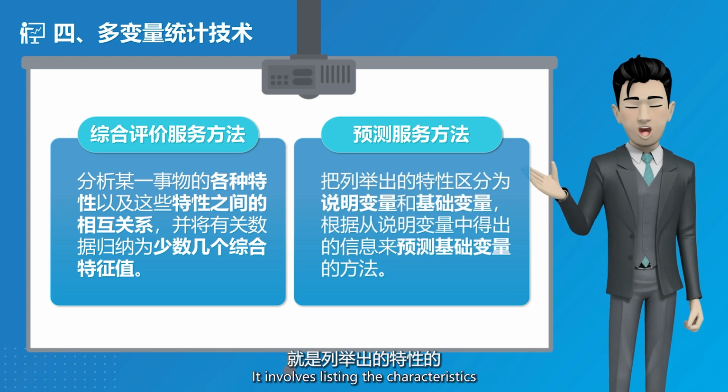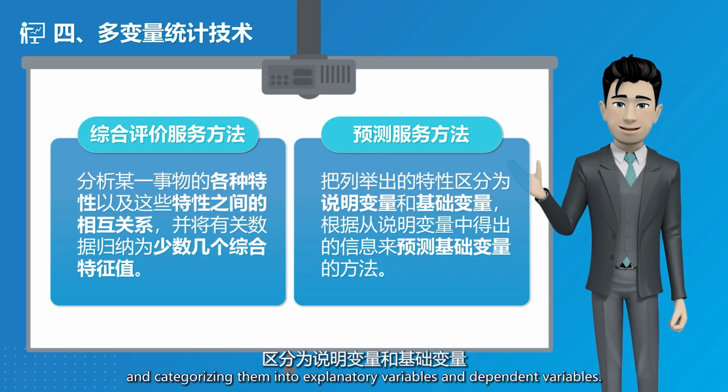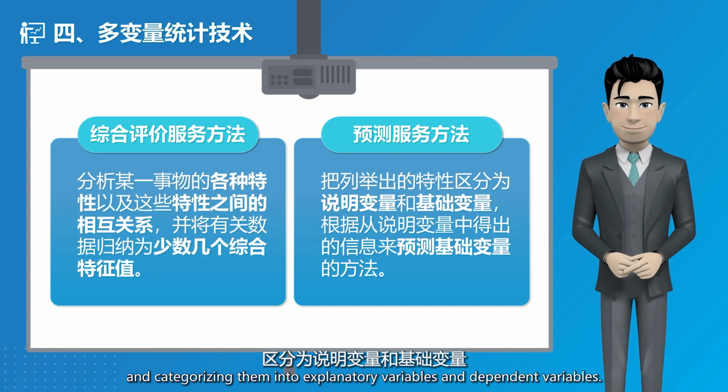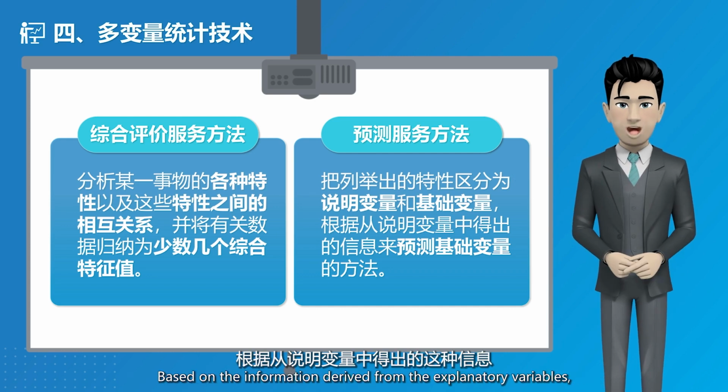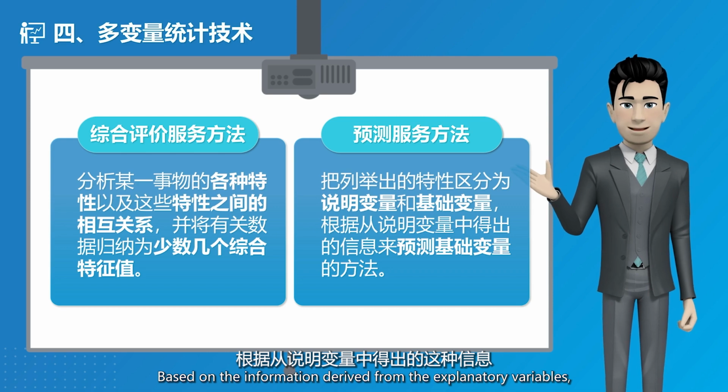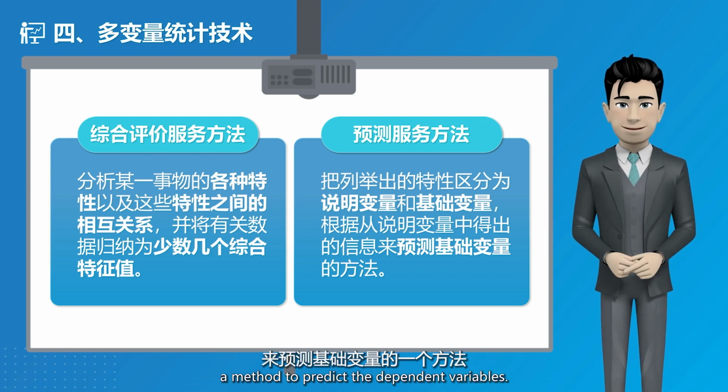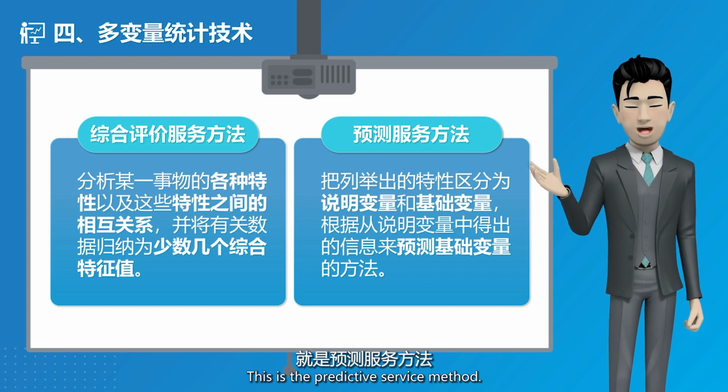It involves listing the characteristics and categorizing them into explanatory variables and dependent variables, based on the information derived from the explanatory variables, a method to predict the dependent variables. This is the predictive service method.